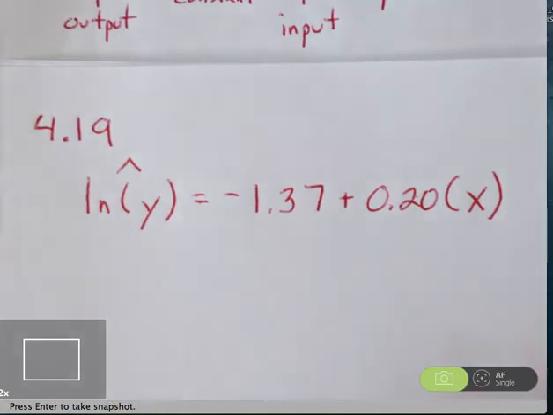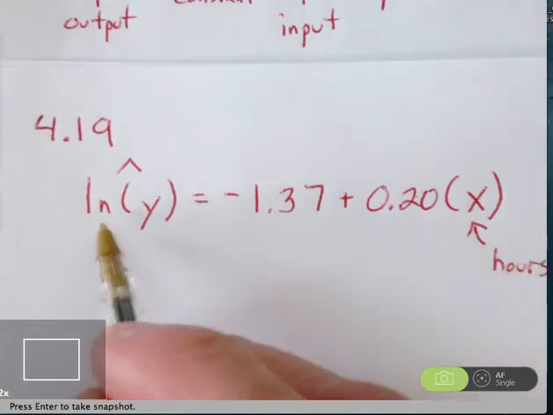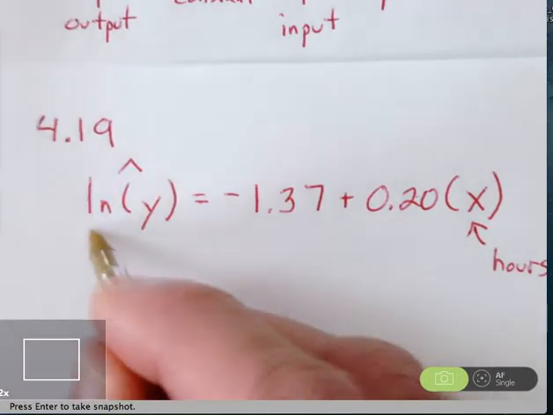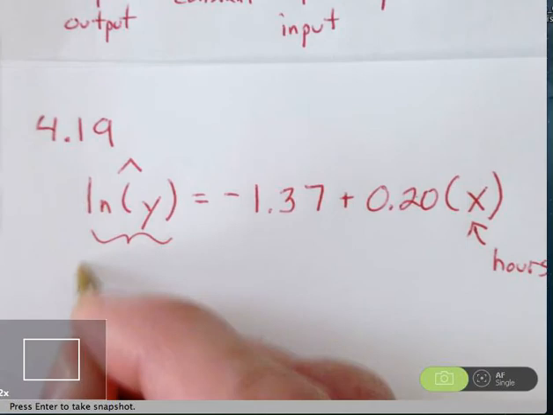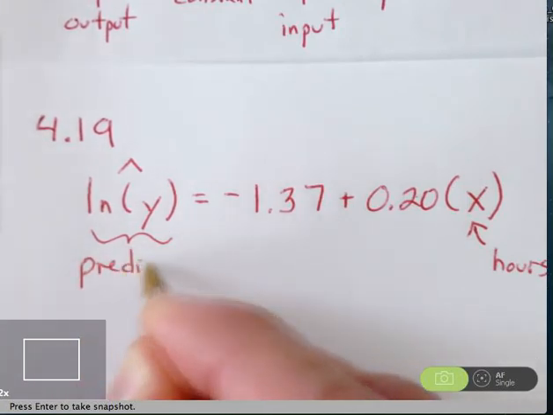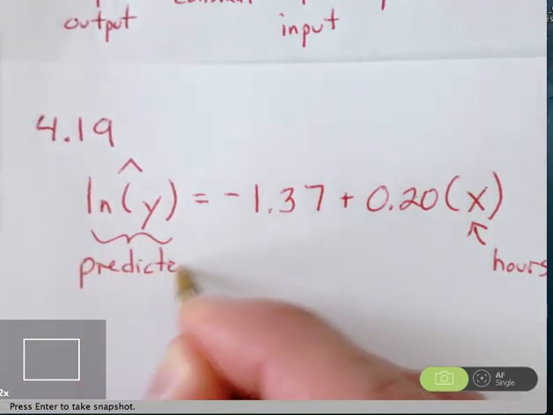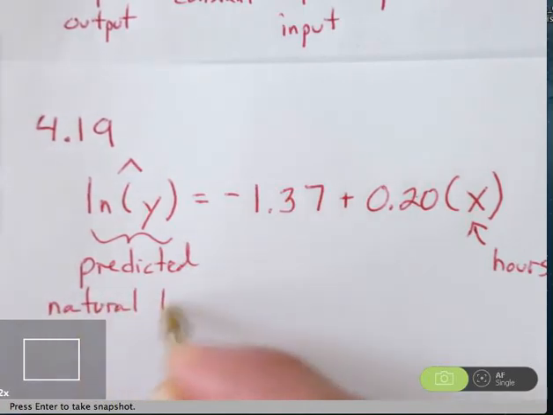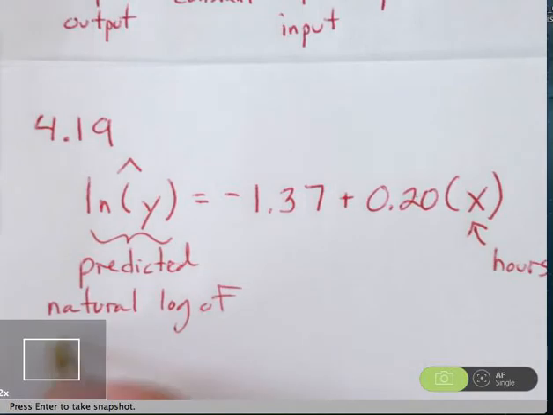There it is. So x here, this represents hours. And the natural log of y hat, so this predicted value for the natural log of y, this is the predicted natural log of the mean colony size.